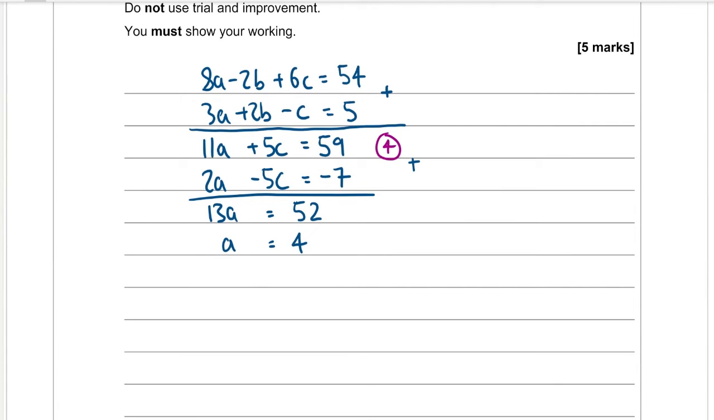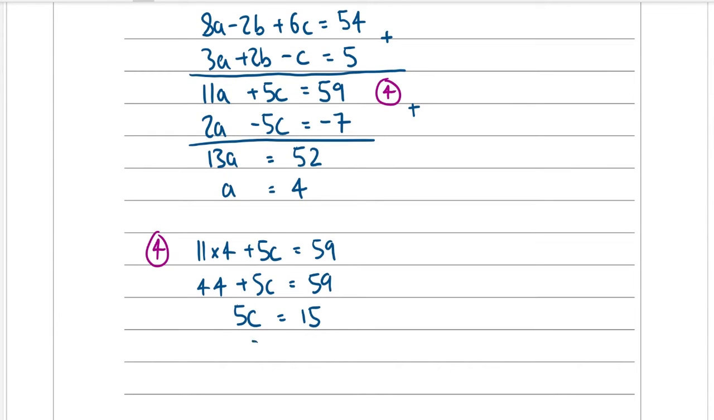I can then pick, let's go for equation number 4 to work out c. So I have 11 times a, which is 4, plus 5c is equal to 59. This gives me 44 plus 5c is equal to 59. So 5c is equal to 15 by subtracting 44. So c is equal to 3.